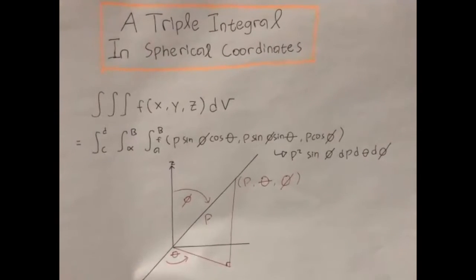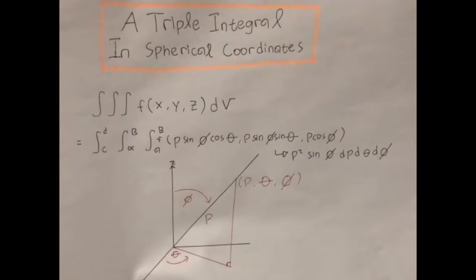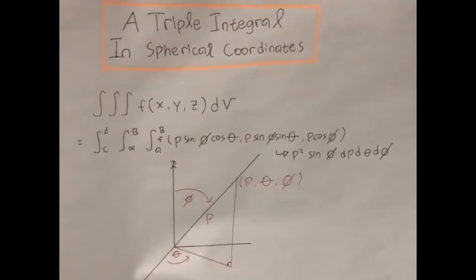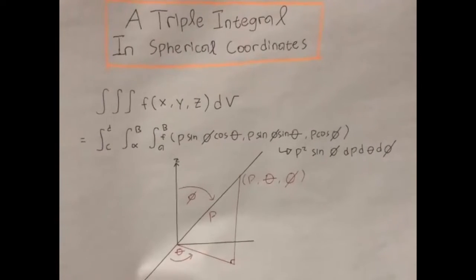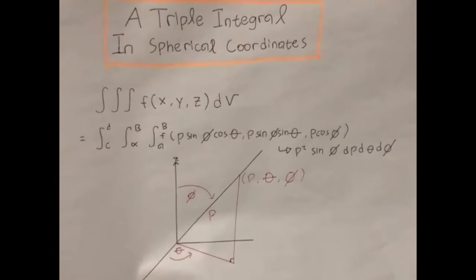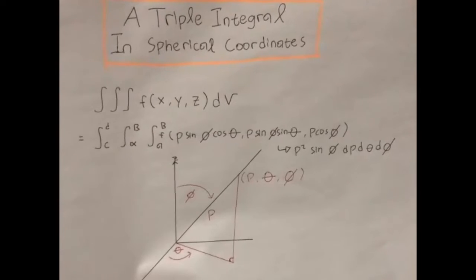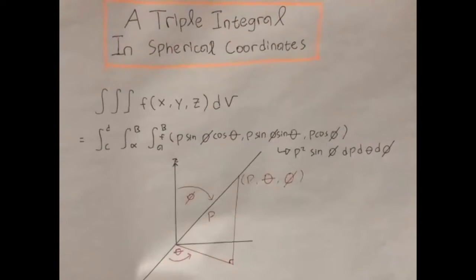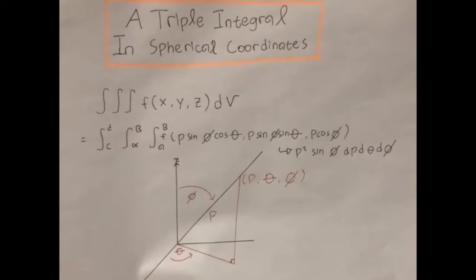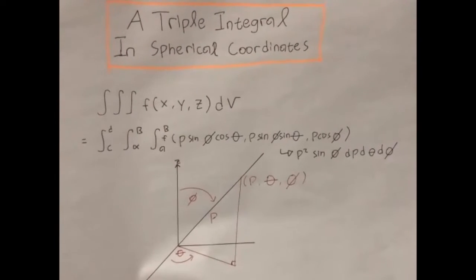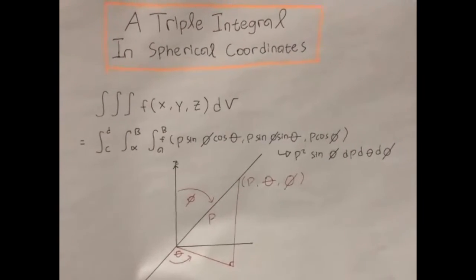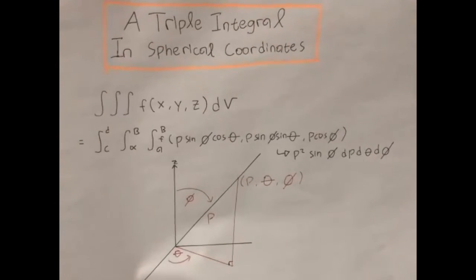So again, in spherical coordinates, we describe a point with the coordinate p, or rho, that represents the length to go out. So we go out some distance. Theta is the angle made in the xy plane, and then this angle phi is the angle made with the positive z-axis.